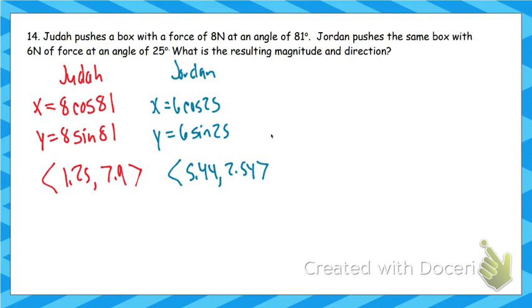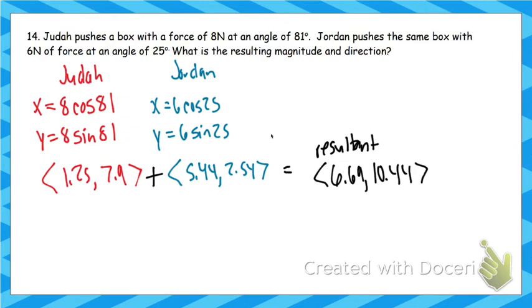Once we know the x and the y, we want to find the resultant vector here. To find the resultant vector, we take the component forms and we add them together. So add your x's together, add your y's together, and then you'll get the resultant. So if I add my x's, 1.25 plus 5.44, that's going to be 6.69. Add my y's together, which is 7.9 plus 2.54, which is going to give me 10.44.